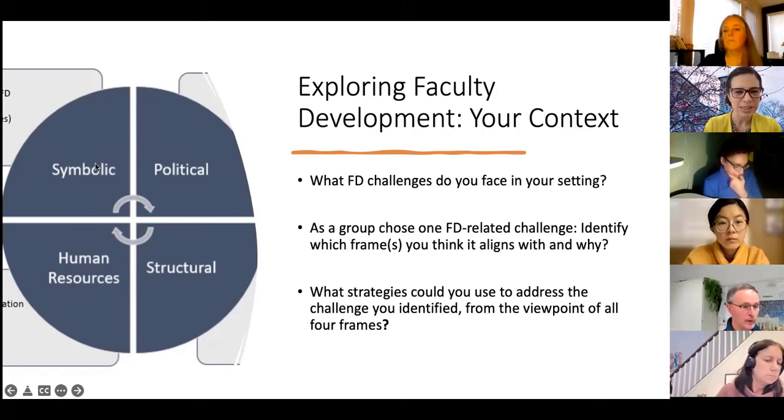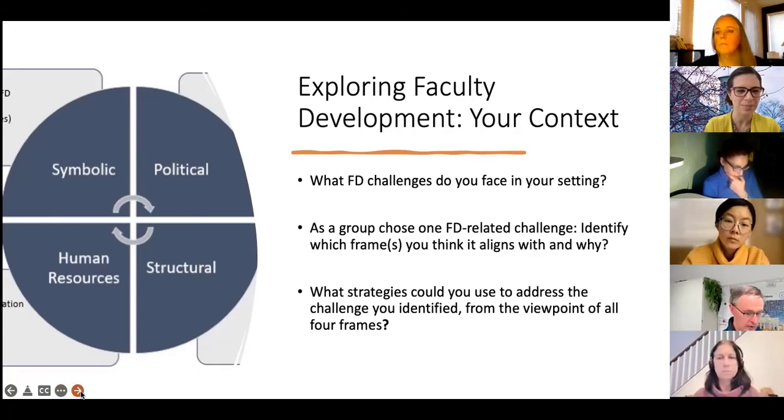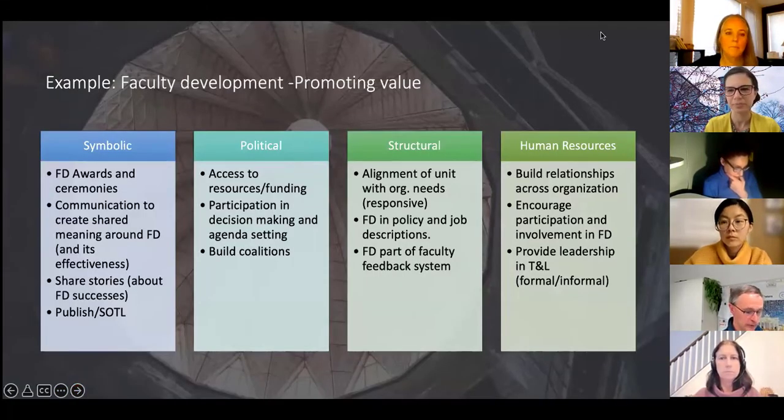Joanne, we had an example. Did you want to walk through the example so that we have a better sense of what we're asking of our participants? So I'll move to the next slide.